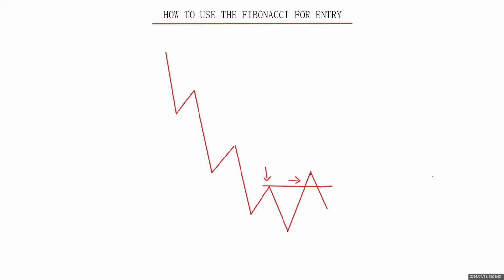In this case, you bring out your Fibonacci from the lowest point of the broken fractal right here to the highest point of rejection right here. Then your 61.8 is going to be around here. This means if we are looking for an entry using the Fibonacci, we use the Fibonacci 61.8.